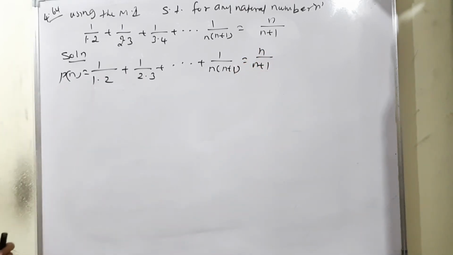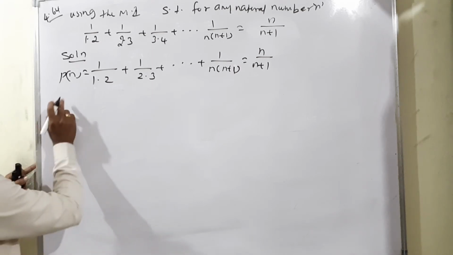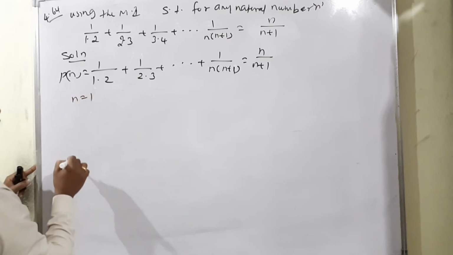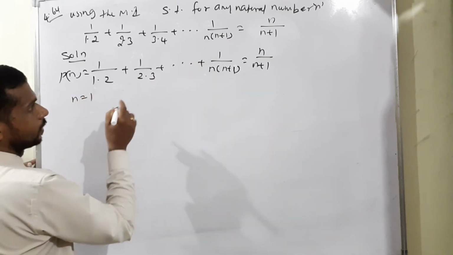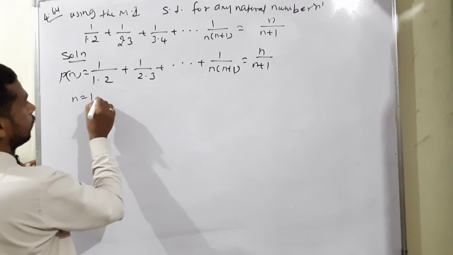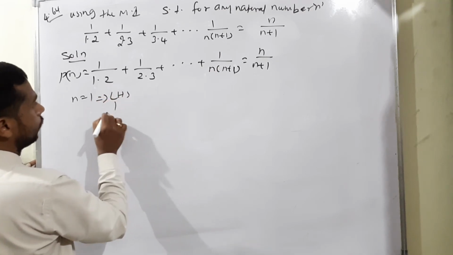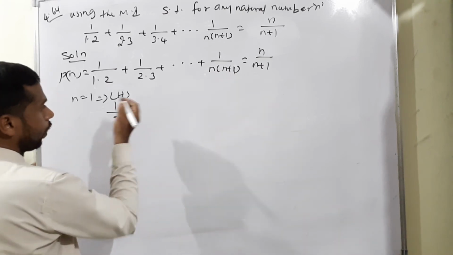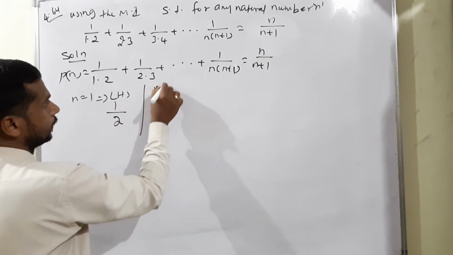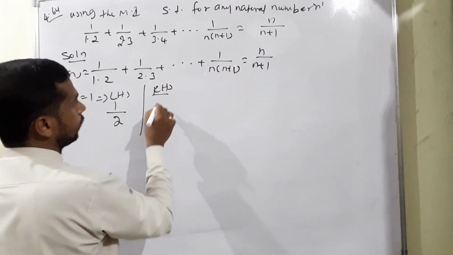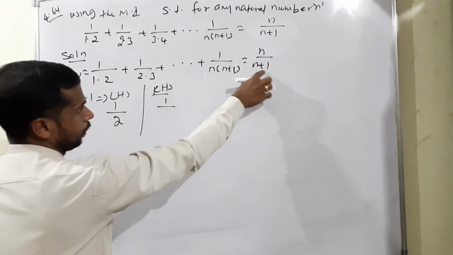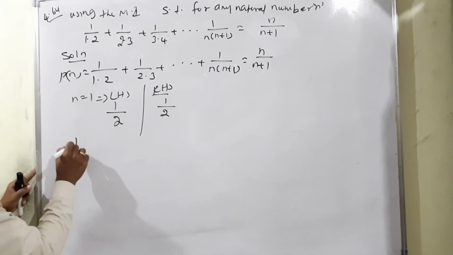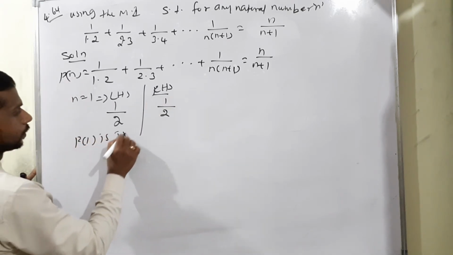After considering P of n, next step, LHS equal to RHS: substitute n is equal to 1. In the left hand side, the value is 1 by 1 into 2, so 1 plus 1 means 2 will come, so 1 by 2. Then RHS, n by n plus 1, with n equal to 1 means 1 by 2. Therefore we can say LHS equal to RHS. So P of 1 is true.